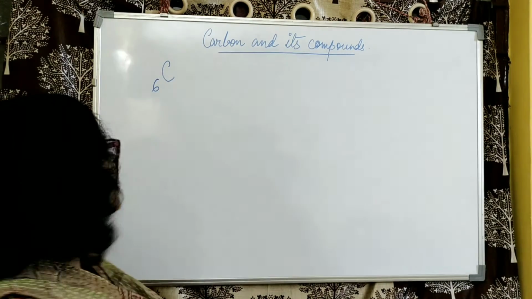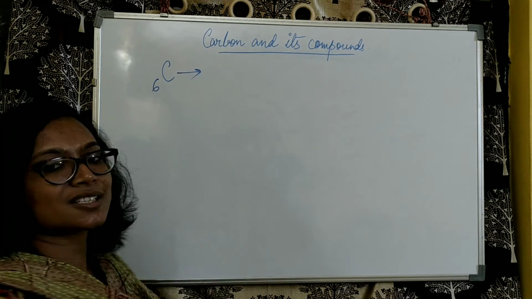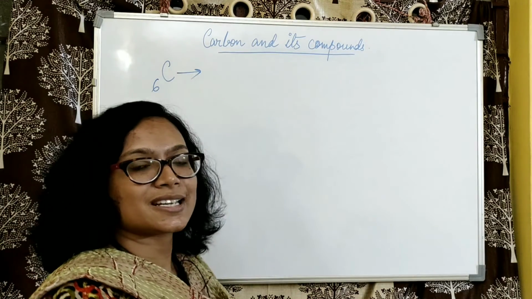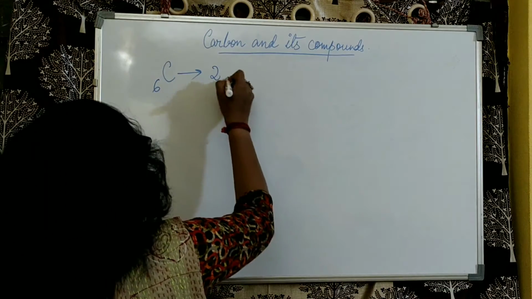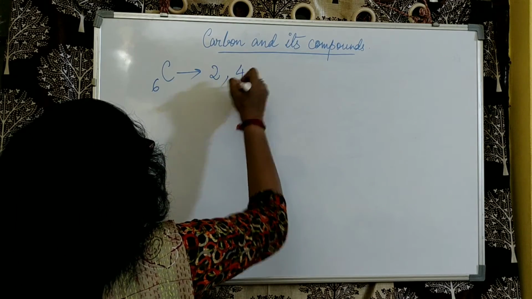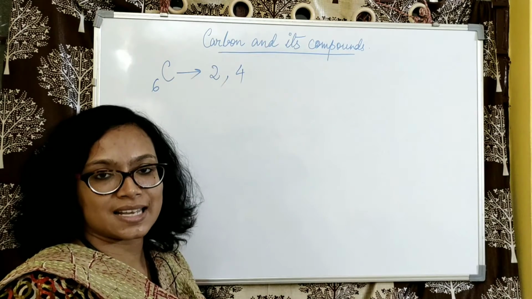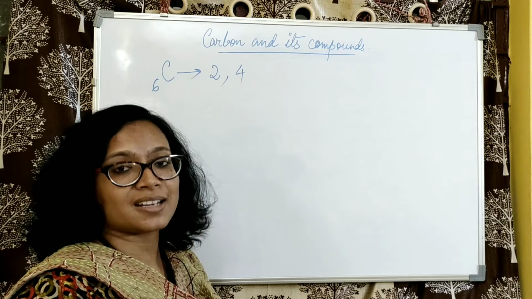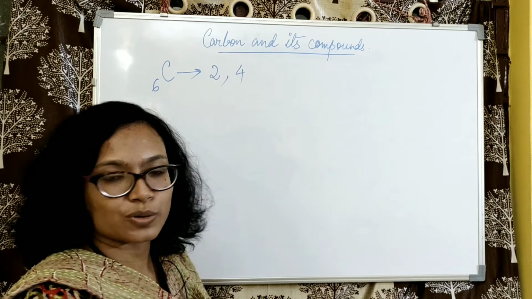Now let us have an idea about the electronic configuration of carbon. We know that the first shell consists of 2 electrons. So we'll put 2 electrons in the first shell and the rest in the next shell, that is 4. The very fact that there are 4 electrons in the second shell makes carbon tetravalent, that is, it has a valency of 4.